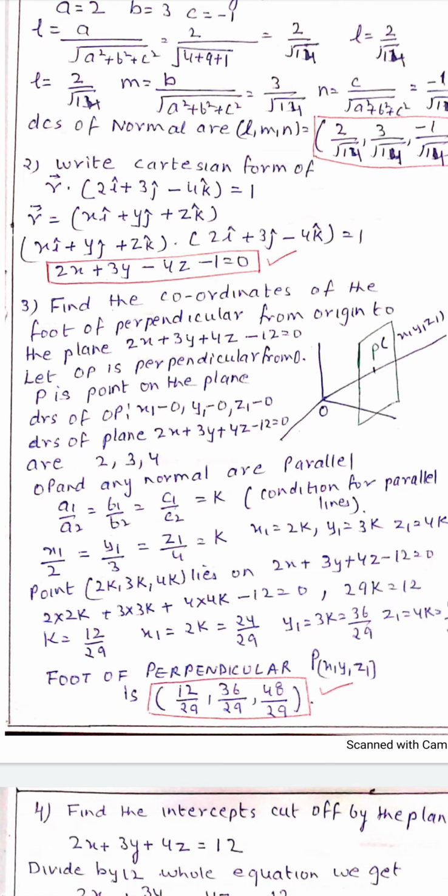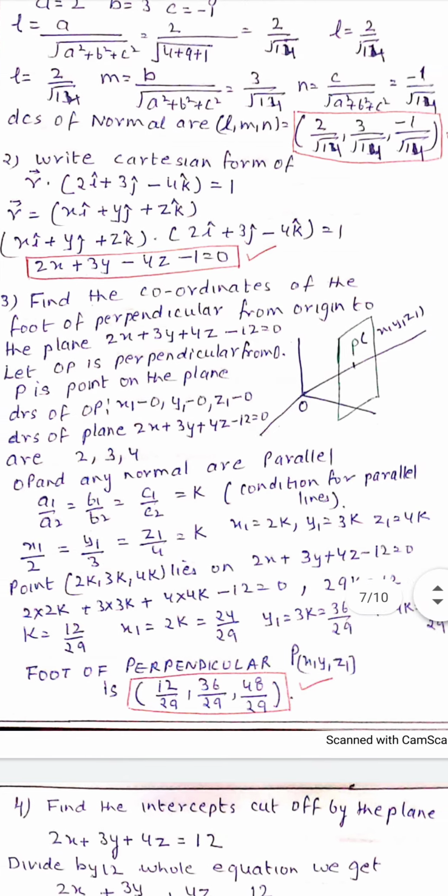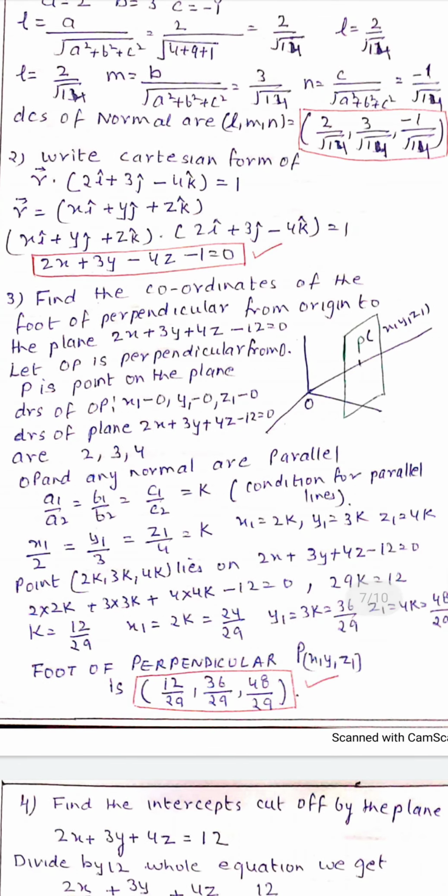OP and the normal are parallel to each other. If two lines are parallel, then their coefficients are in the same ratio. a1 upon a2 equal to b1 upon b2 equal to c1 upon c2 is the condition for two lines to be parallel. So x1 upon 2, y1 upon 3, z1 upon 4 is equal to k. x1 is 2k, y1 is 3k, z1 is 4k. Now this point P (x1, y1, z1) lies on the plane, and the equation of the plane is 2x plus 3y plus 4z minus 12 equal to 0.